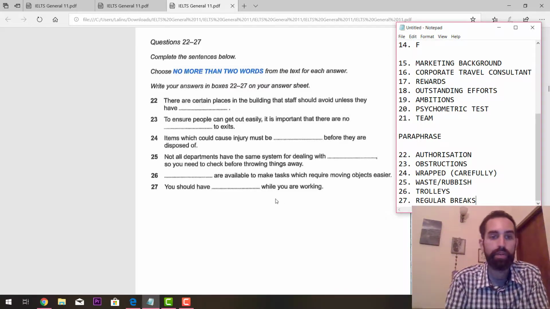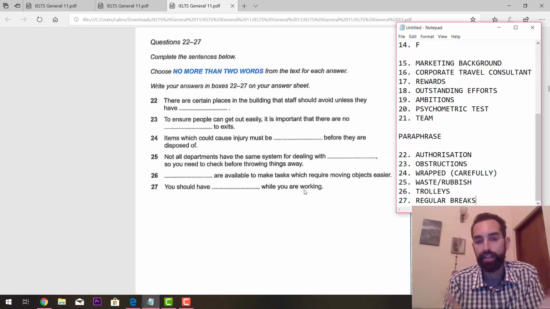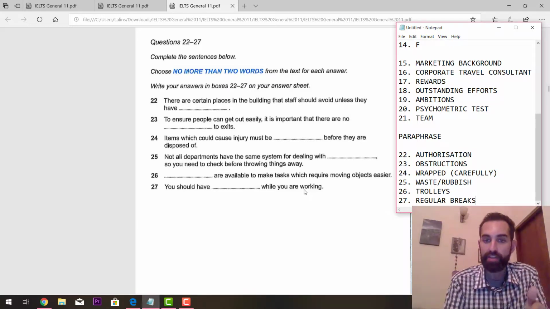Trolleys are available. 27. You should have regular breaks while you are working. As they were saying, if you get tired while you're working, you might make a mistake which could harm you or your colleagues. So obviously you need to take regular breaks while you're working.